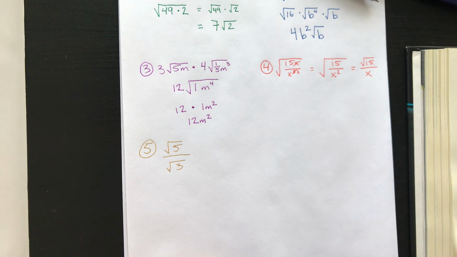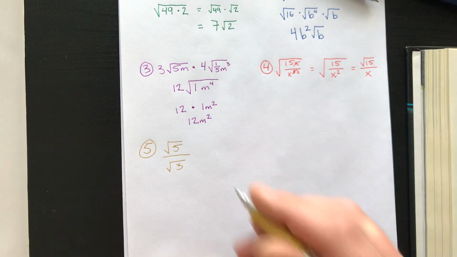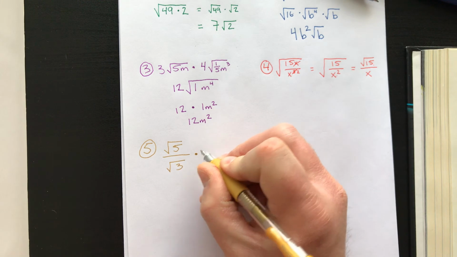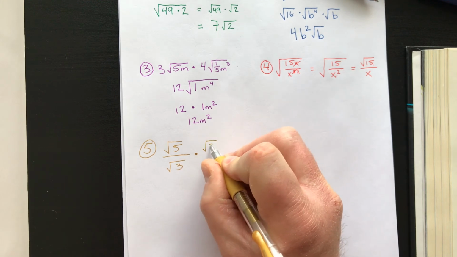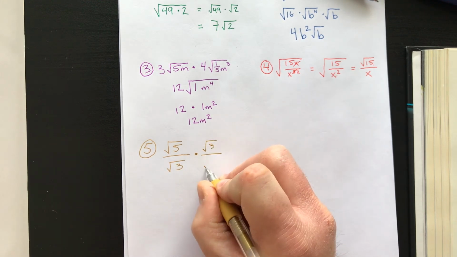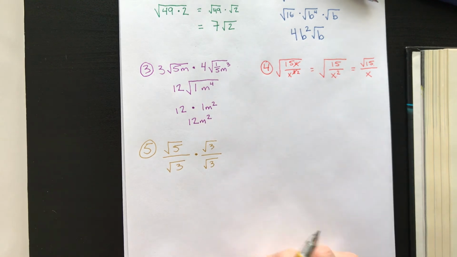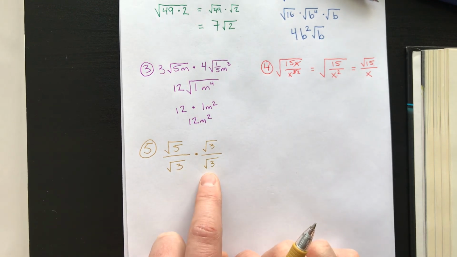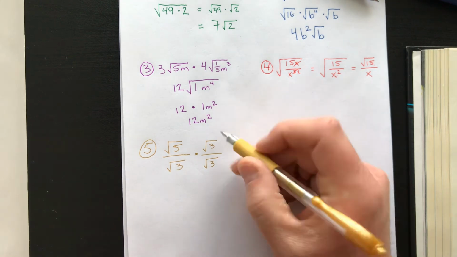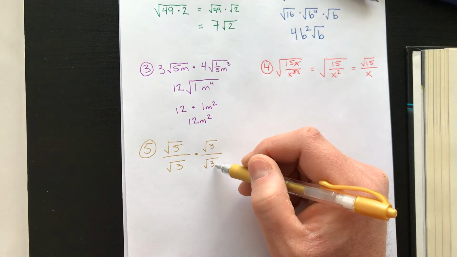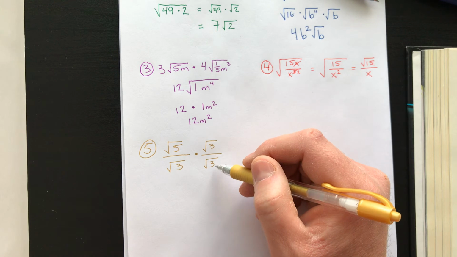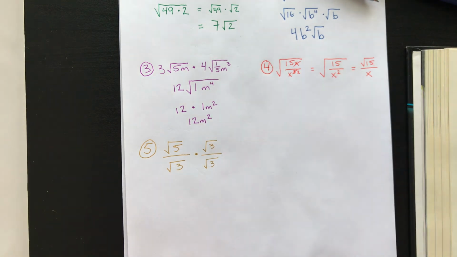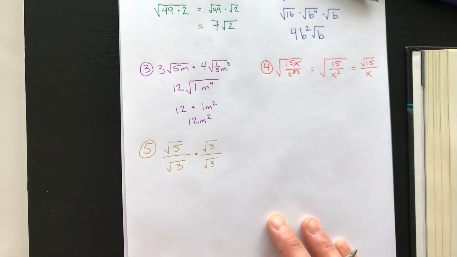So what you have to do is multiply the numerator and the denominator by whatever's in the denominator, the square root of 3. And the reason that I can do this is because the square root of 3 over the square root of 3 is just 1. The multiplication property of 1 says that I can multiply anything by 1, and it doesn't change my problem.